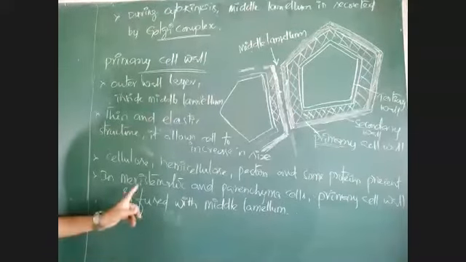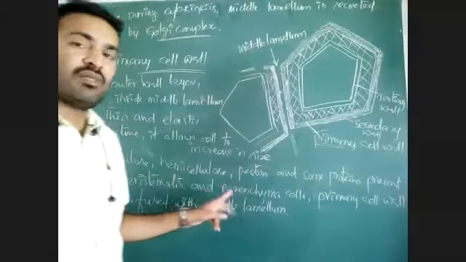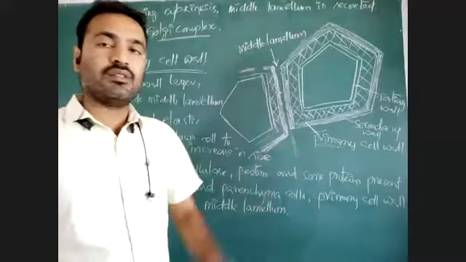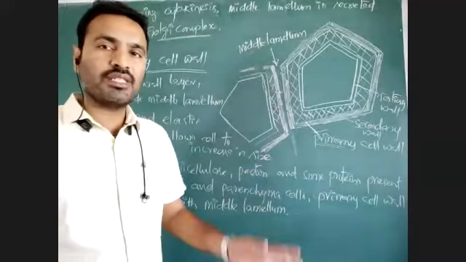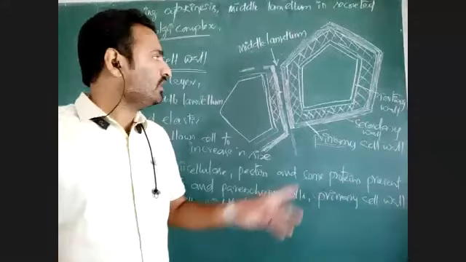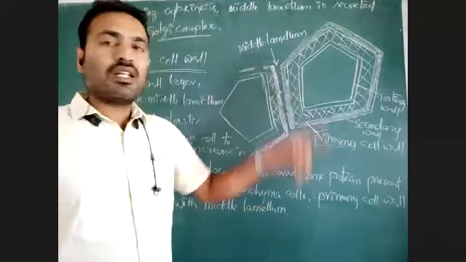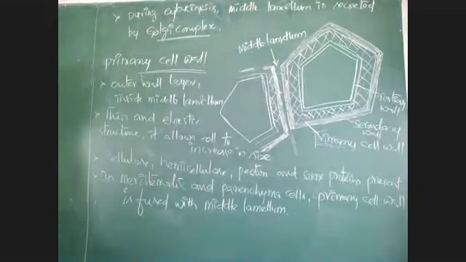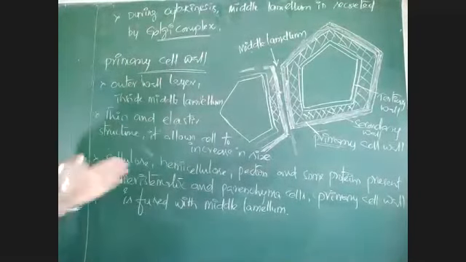That means in meristematic cells and parenchyma cells, the primary cell wall is not absent, but it is fused with middle lamellum. As both are fused, only the secondary cell wall and tertiary cell wall are differentiated. Primary cell wall is highly bound with middle lamellum.